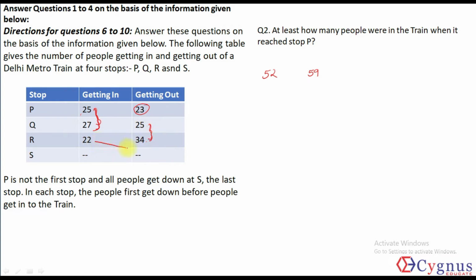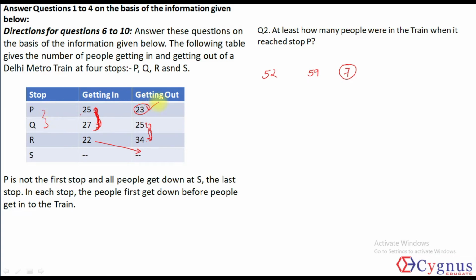Assuming that these 22 will get down at which station? S. So if you look at the calculation, 52 passengers got in at P and Q, and how many got down at Q and R together? That is 59. That means extra 7 people are there. So can I say these 7 people were already there in the train before the train reached the stop P?